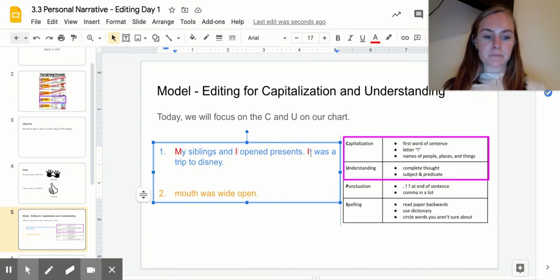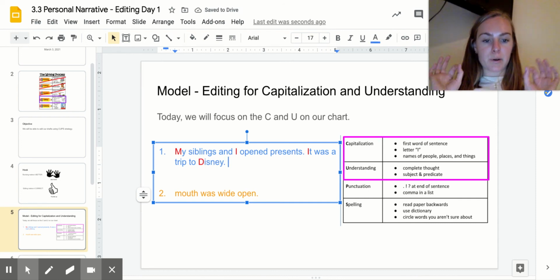And then presents don't need to be capitalized. Let's see, the next sentence. It was a trip to Disney. Disney needs to be capitalized. That is a name of a place. So let me delete the D. I'm going to make it red and add the D and make it capitalized. Okay, perfect. So now I have checked for my capitalization.